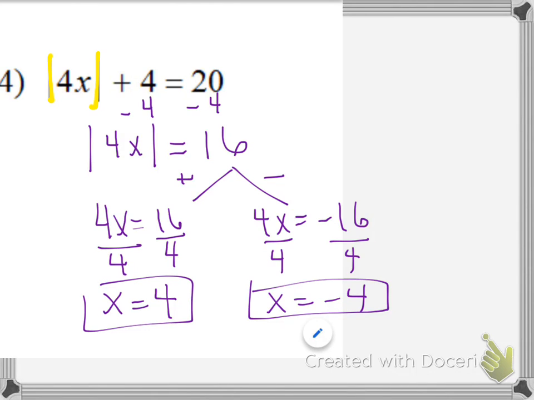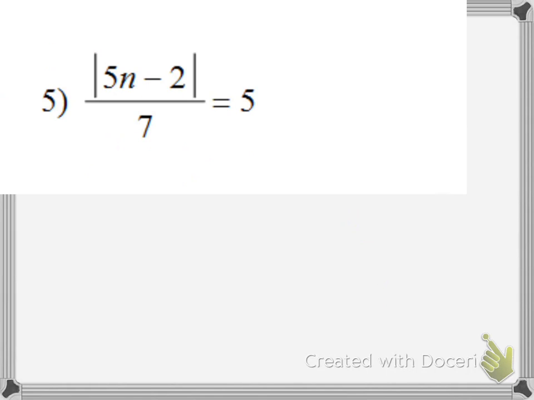I love how I keep saying, oh, they're not the same answer, but they keep being the same answer. But hopefully the next one's not.